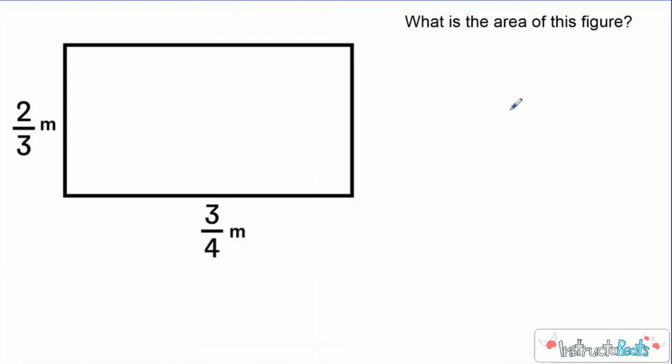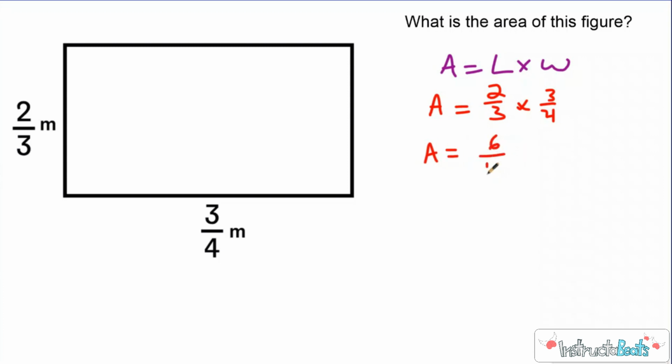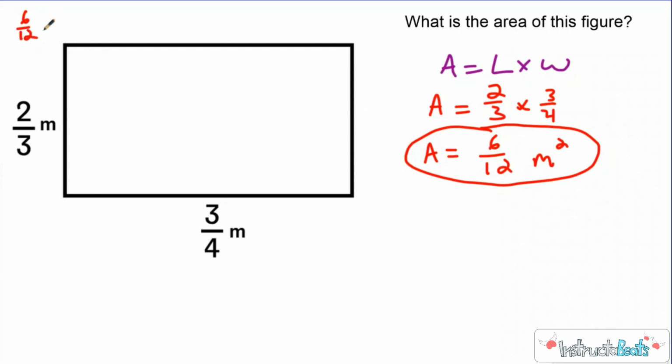So of course the easy way is just using our area of a rectangle formula, right? Length times width. So if we just plugged in our 2/3 here and our 3/4 here, and we multiply across, we're going to see that the area of this rectangle is 6/12 meters squared. And so that's just using our area formula knowledge, right? So our answer is going to be 6/12 meters squared. And that's how you can get the answer. Let's talk about why we get that answer.